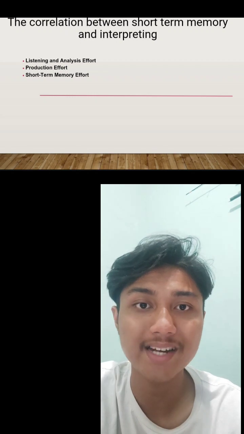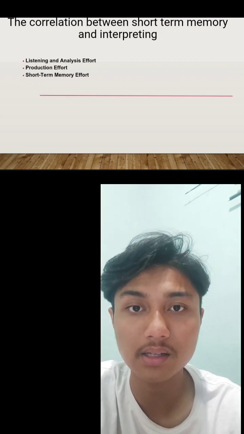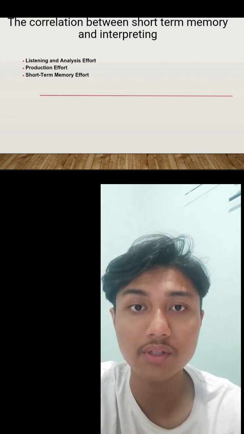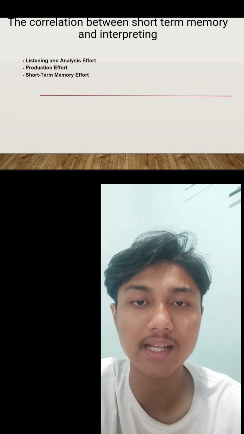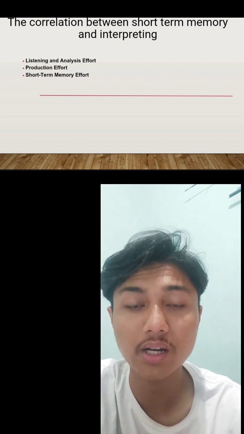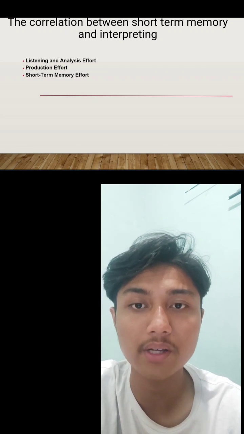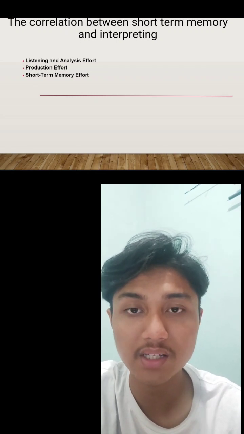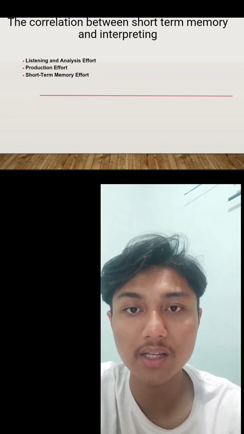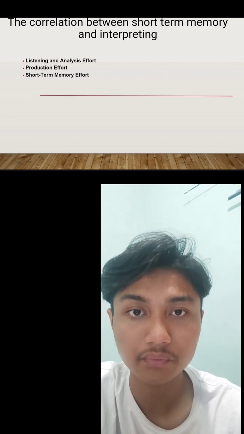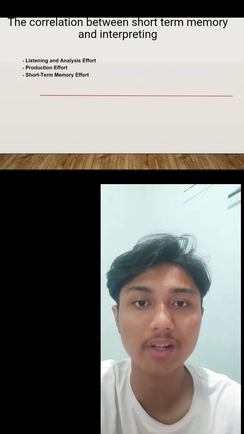Concerning all comprehension activities, such as the analysis of the acoustic characteristics of sounds, the recognition of certain sequences of sounds, and the interpretation of the meaning of words and sentences. And then production effort. The production part of interpreting, involving all operations from the mental representation of the message to its delivery. The last point is short-term memory effort, concerning all operations that occur continuously while interpreting.